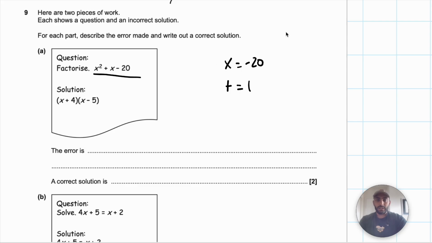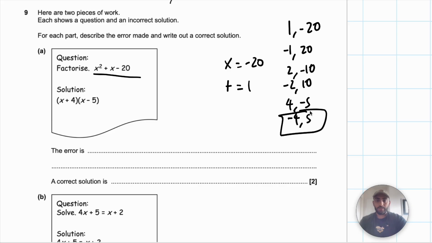Let's write out the factors of negative 20. I've got 1 and negative 20, and negative 1 and 20. Then I have 2 and negative 10, and then negative 2 and 10, and 4 and negative 5, and negative 4 and 5. Which of these would add up to make 1? So it's going to be that one, negative 4 and 5. And if I take a look at the solution that they gave, the signs are in the wrong order. So it should have been x minus 4 and x plus 5. The error is they had the signs mixed up.